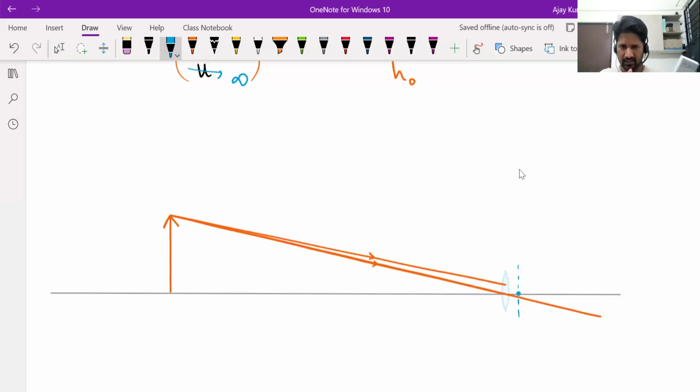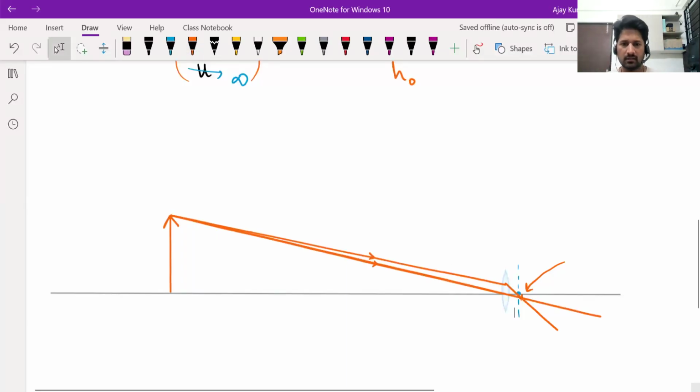This object as such is not at infinity. It's at a finite distance, but a large finite distance. So the image should form very close to the focus, somewhere here. So the ray bends like this. It won't pass through the focus. This is not a ray parallel to the principal axis. It will miss the focus, and you will get a small image here. You may not even be able to notice it actually. The image forms here.